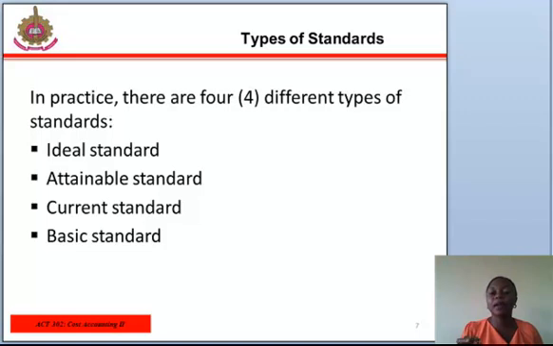Current standard. This is described as an established standard specifically based on the prevailing working condition within the organization or industry at large. Current standards are subject to frequent changes in order to reflect the current position within the organization. Next is the basic standard, and this represents an old established standard that is designed specifically to satisfy a given objective. Hence, basic standards are not subject to frequent alteration, therefore they are outdated in nature.